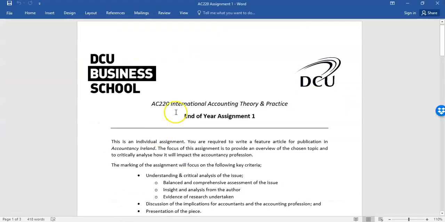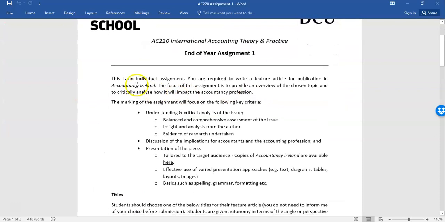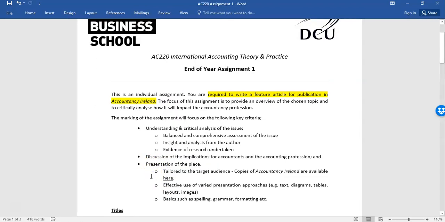So I'll just open it up here. So it's end of year assignment 1. It's an individual assignment, right? And what you're required to do is write a feature article for Accountancy Ireland. Now I have given you a link down here to show you what Accountancy Ireland is. So I'll go into that in a second and we'll talk you through it. But make sure you have a look at the feature articles, which is kind of like the main article, usually based on the cover page. Well, how are they writing to?